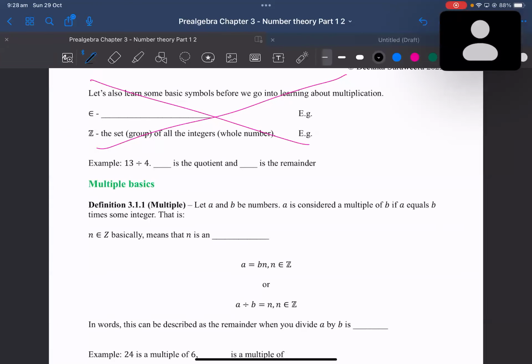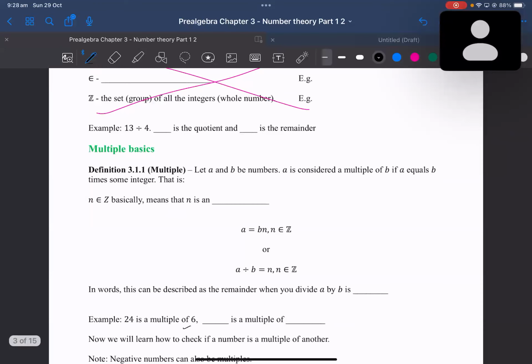For example, 24 is a multiple of 6 because 24 is 6 times 4. Can you guys come up with an example yourself? Give me a number and a multiple. One example we got is 12 is a multiple of 4, right? Yeah, 15 is a multiple of 3. The concept is an important thing, right?